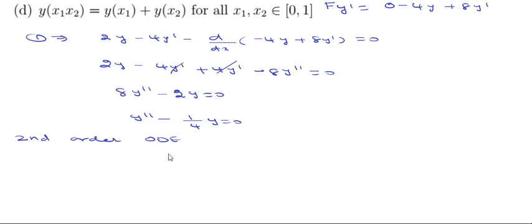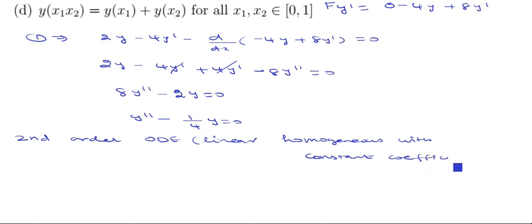Moreover, it is homogeneous and also linear. So a linear homogeneous equation with constant coefficients. Therefore we have to solve this using the concept of the auxiliary equation. The auxiliary equation corresponding to the differential equation is m squared minus 1 by 4 equal to 0. Solving for m, we will get m equal to plus or minus 1 by 2.